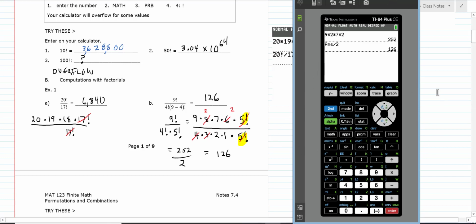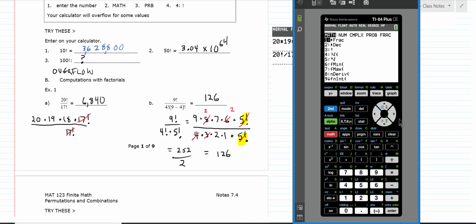Now, could you do this in your calculator? Yeah, you could. I'll show you how. You could go 9 factorial, like that, and then divide by. Now, you have to do this carefully in parentheses. You would need a big set of parentheses to enclose this. So you would have the 4 factorial.